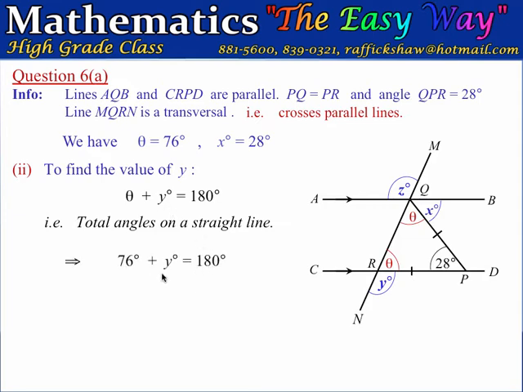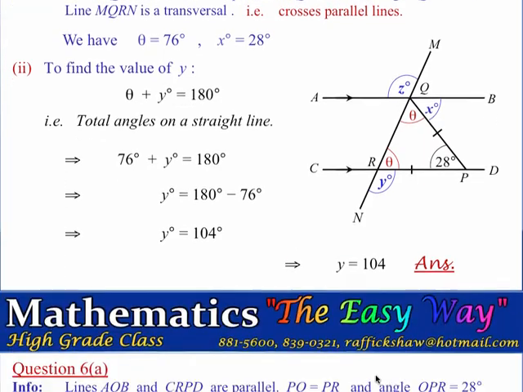And when we transpose to make y the subject by subtracting 76 degrees from both sides, we end up with y being equal to 180 degrees minus 76 degrees. And that gives us y degrees equals 104 degrees. And therefore, the value of y is 104. And that's the answer for that part.